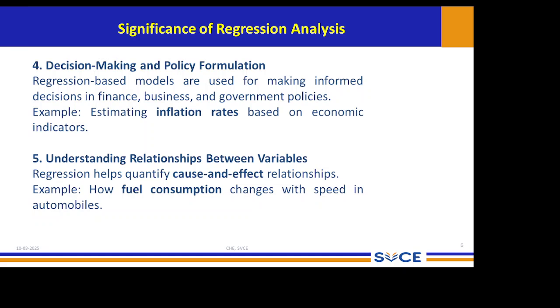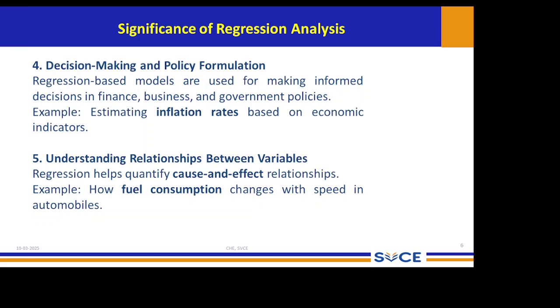Estimating the inflation rate based on the economic indicators. This is one of the examples of significance for decision making and policy formulation, and for understanding the relationship between the variables. Let's say regression helps quantify the cause and effect relationship, such as how fuel consumption changes with speed in automobiles. When you go very fast, obviously the fuel consumption will be more.